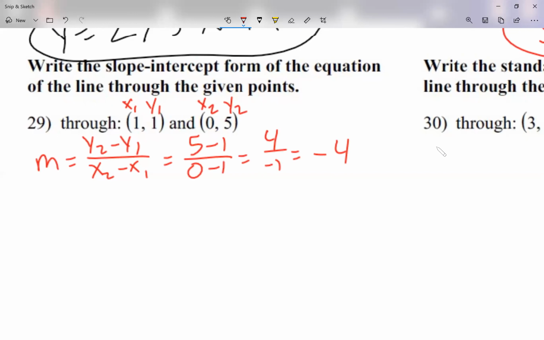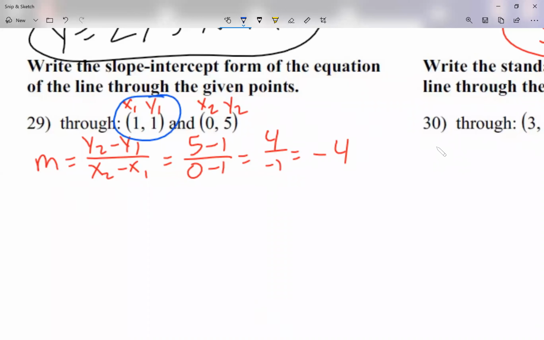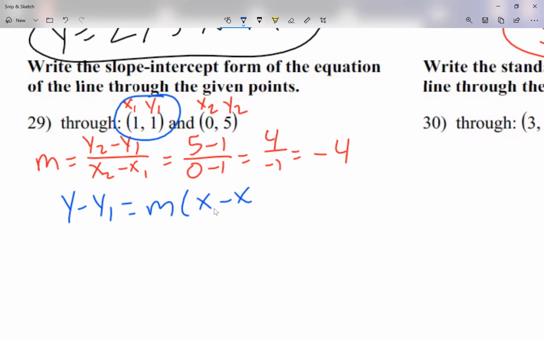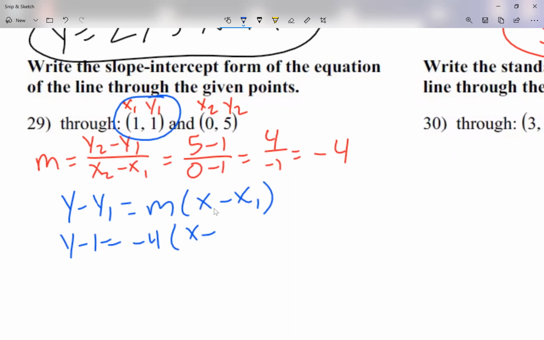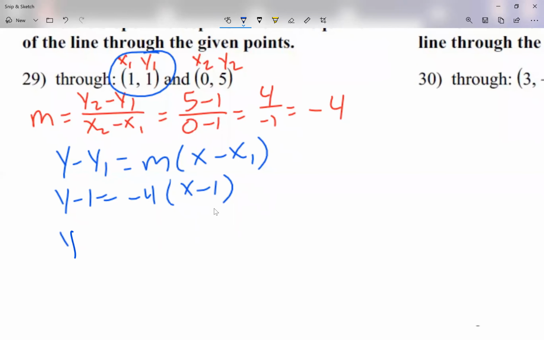And then once I have a slope, I'm going to choose a point. Let me choose this point. And I'm going to use the formula y minus y1 equals m, and then x minus x1. So I'm going to write this as y minus 1 is equal to a negative 4, and inside parentheses I have x minus 1. Let me get rid of parentheses. So let me write this as y minus 1 equals negative 4x plus 4.